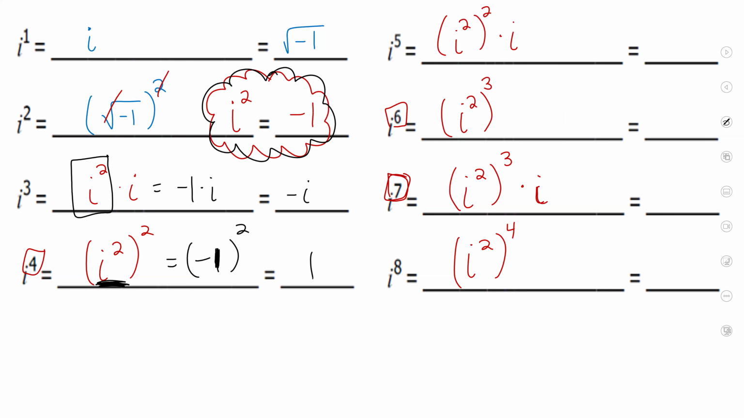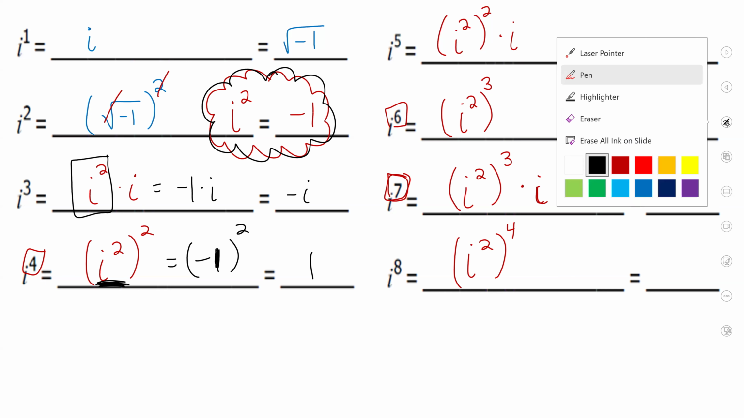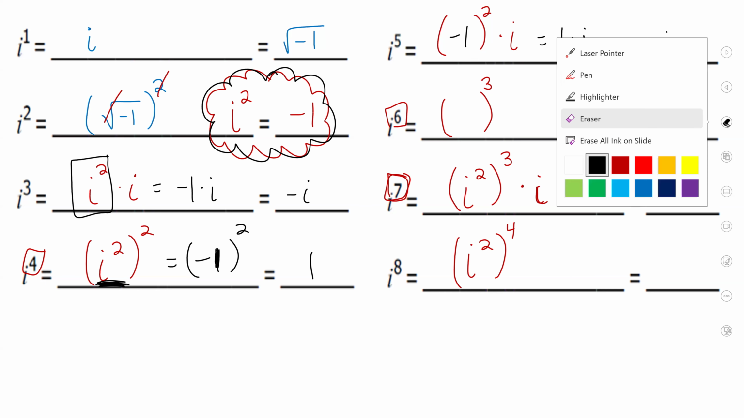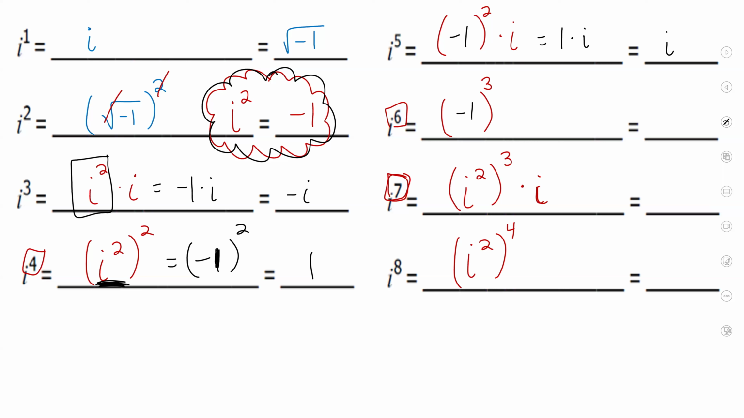Okay, let's move on to this one. What is i squared, guys? So that means i squared is just negative 1. What's negative 1 times negative 1? 1. And 1 times i is just i. Okay, now remember, i squared is just negative 1. What's negative 1 cubed? Negative 1. That means i to the 6th power is negative 1.